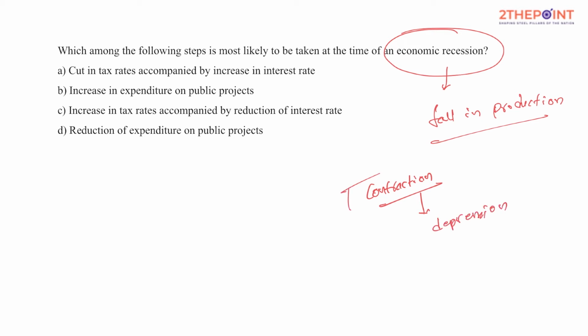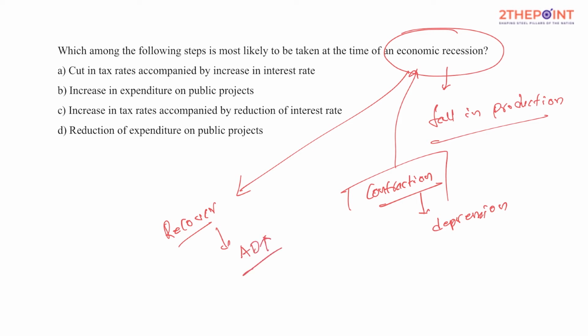So when the economy is contracting, it's in recession. What is the best thing to help the economy recover? Simply boost the consumption. How come? Boosting consumption would boost demand, and that demand would result in a revival of the economy, isn't it? So all that you need to do is stimulate the economy. So what could be the things that would stimulate the economy?